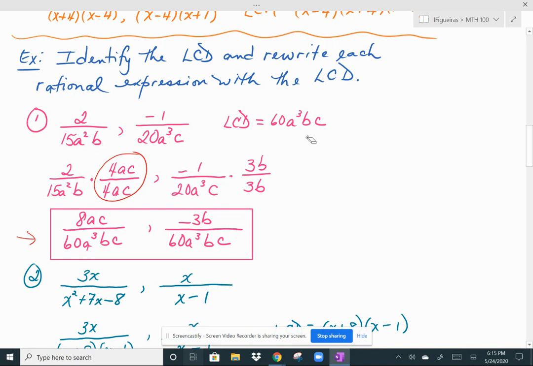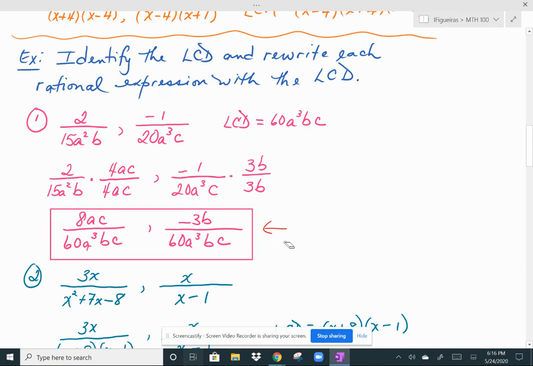Now for the second rational expression, in order to get the denominator of 60a cubed bc, this denominator must be multiplied by 3b. And again, whatever you do to the denominator, you must also do to the numerator. So my second fraction is negative 3b over 60a cubed bc.